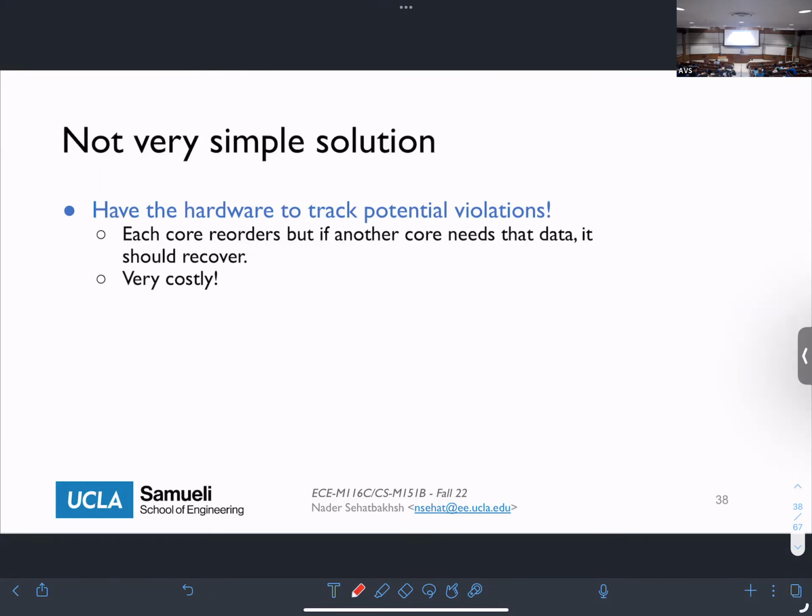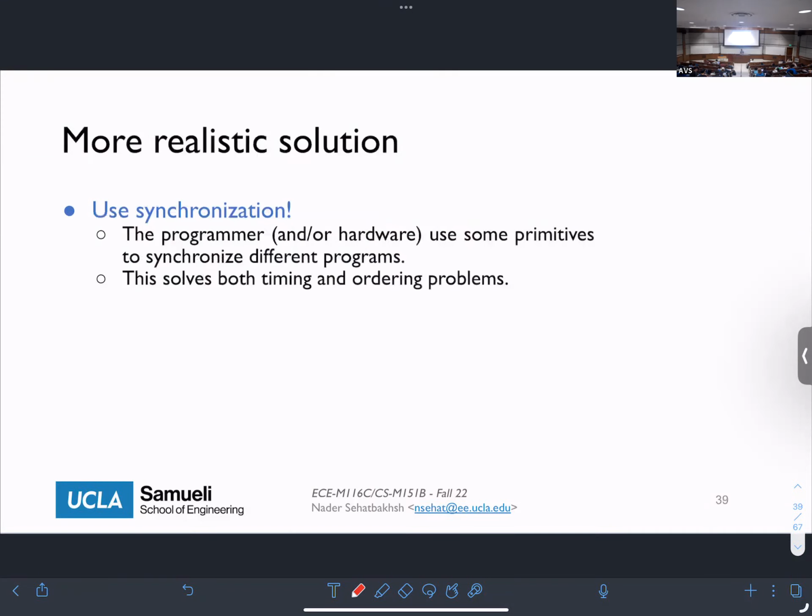All right. The other option is to let the hardware keep track of things, and if it sees that there is an issue, recover. So it's basically more like speculation. We need to add lots of things to the hardware, and that way we might be able to fix this. This is also not a very popular scenario because of the many things that we need to add to hardware to fix this. But just keep in mind that that could also be a solution.